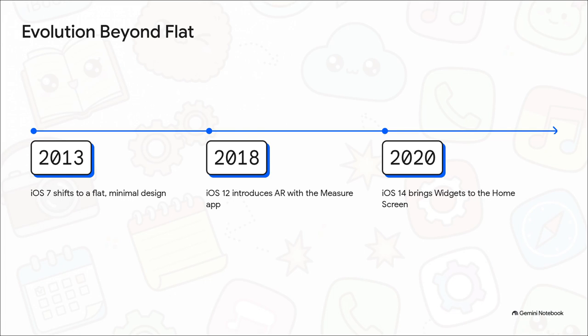For instance, by 2018, iOS 12 was introducing augmented reality with the Measure app, blending digital lines seamlessly into the real world. By 2020, iOS 14 was bringing data-rich widgets directly to the home screen. The software no longer needed to pretend to be a physical object because with technologies like AR, it was beginning to directly interact with our actual physical environment.